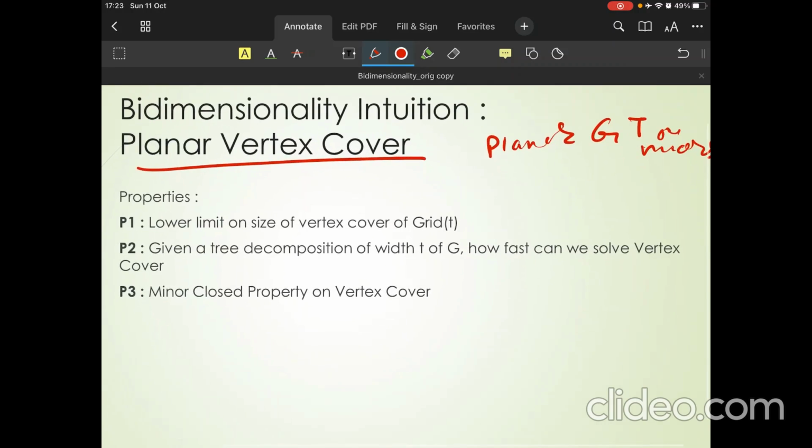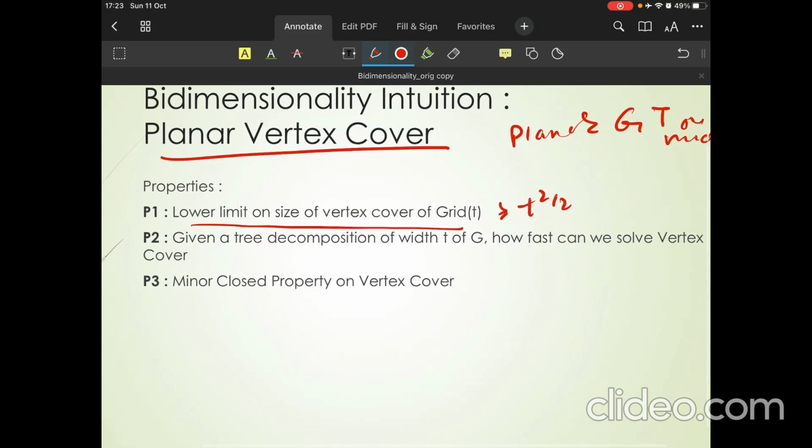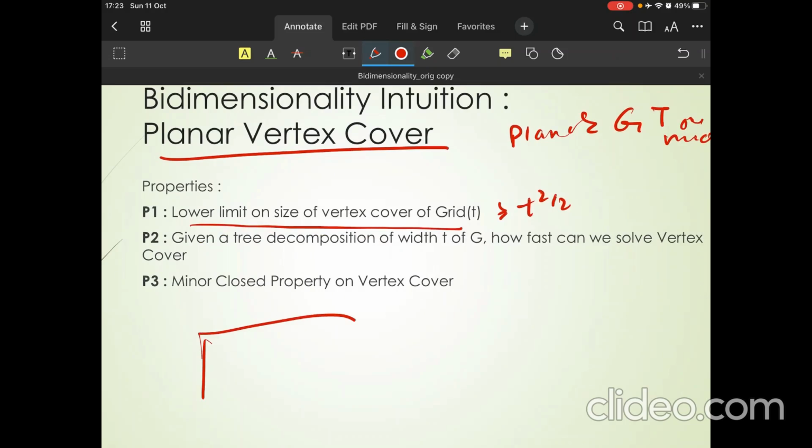Not with respect to tree width, with respect to k. So we see that for the proof, we need three properties from the vertex cover. The first one is a lower bound on the size of the vertex cover of grid T, and I'll say it's greater than or equal to T square by 2. Why?